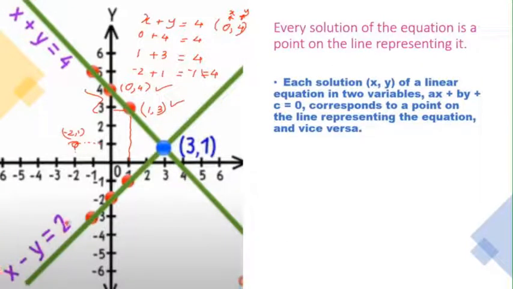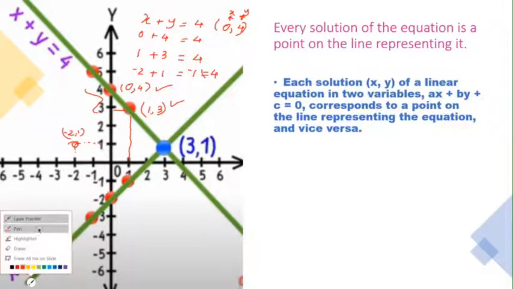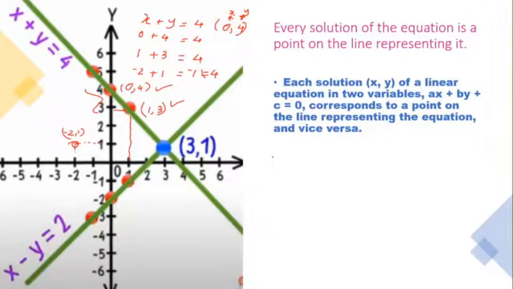Similarly, for x minus y equal to 2, all the points lying on this line over here will be satisfying the equation x minus y equal to 2. Now let us look at this point (3, 1). (3, 1) is lying on both the equations, x minus y equal to 2 and x plus y equal to 4. Both the lines are intersecting at the point (3, 1).